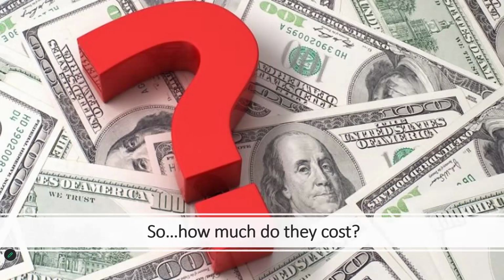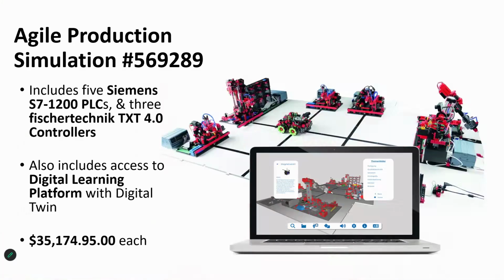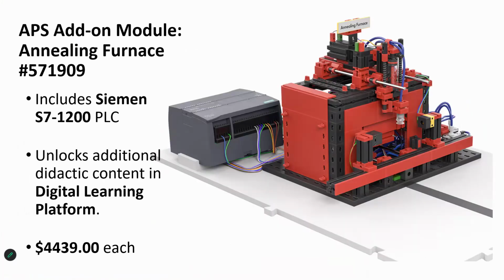Now that concludes the main portion of the overview of the fischertechnik Agile Production Simulation model. So now let's look at the costs that are involved. For the Agile Production Simulation model, which again includes 5 Siemens S7-1200 PLCs and 3 fischertechnik TXT 4.0 controllers, as well as the digital learning platform with the digital twin, you are looking at a cost of $35,174.95 each. The add-on module, the first one, the annealing furnace, again includes its own Siemens S7-1200 PLC already. It does unlock additional didactic content in the digital learning platform. The cost for this unit is $4,439.